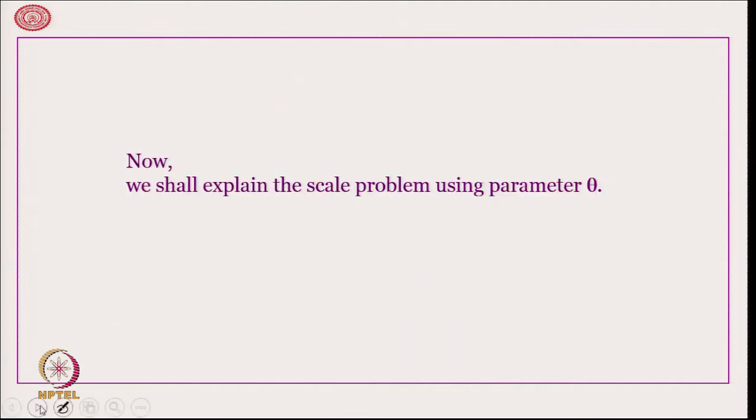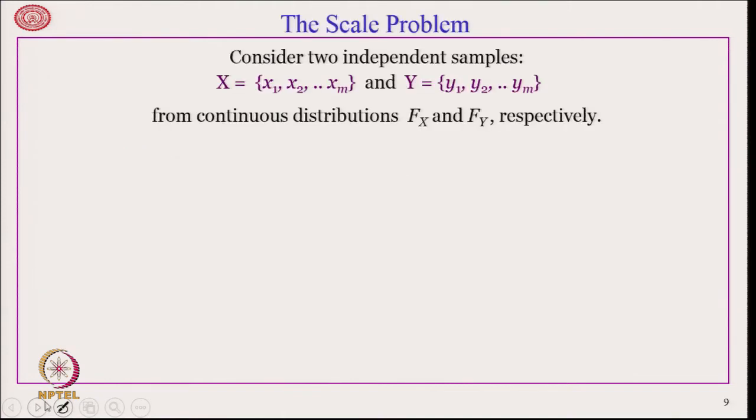Now, we shall explain the scale problem using parameter theta. So, what are we doing in a scale problem? We consider two independent samples, X equals X1, X2, ..., Xm, and Y equals Y1, Y2, ..., Yn, from continuous distributions F_X and F_Y respectively.